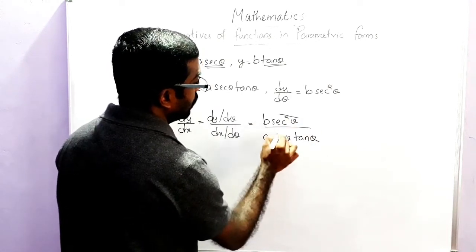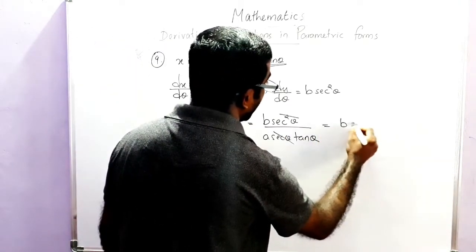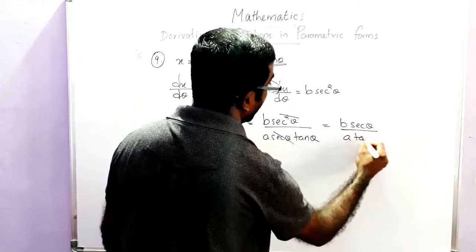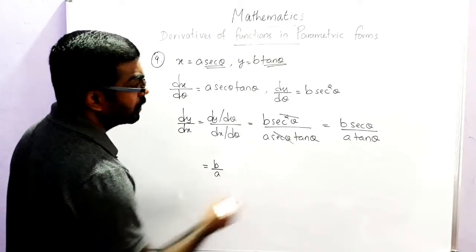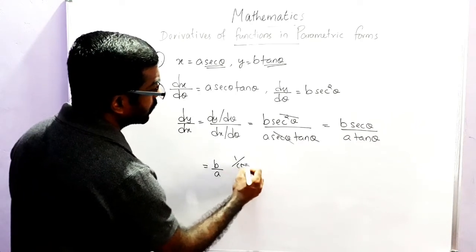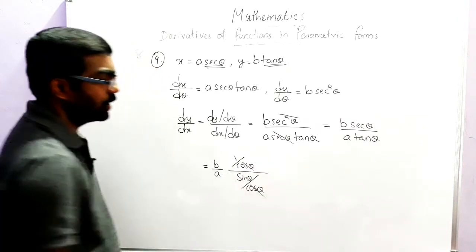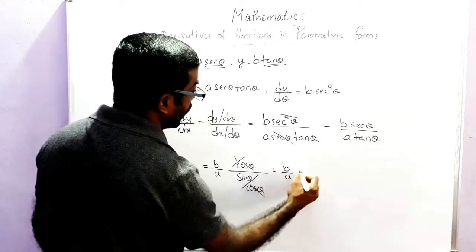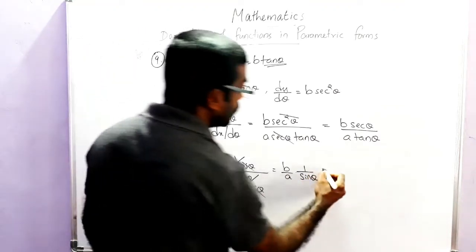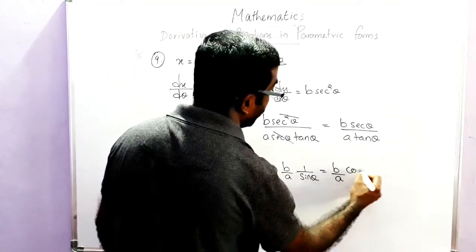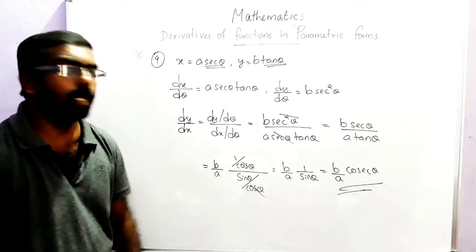Sec square theta and sec theta we can cancel, and the remaining is b sec theta divided by a tan theta. And again we can simplify: b by a I take separately, sec theta I can write as 1 by cos theta, and tan theta is sin theta by cos theta, so I can cancel this cos theta, and the remaining is b by a into 1 by sin theta. 1 by sin theta is the reciprocal of sin theta, and it is cosec theta, so the final answer is b by a cosec theta. That means dy by dx is equal to b by a cosec theta.